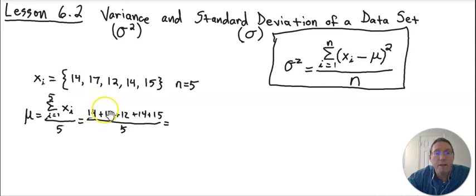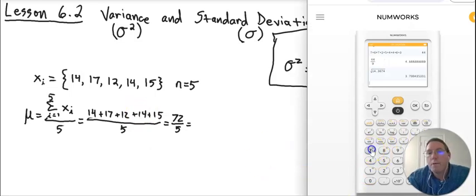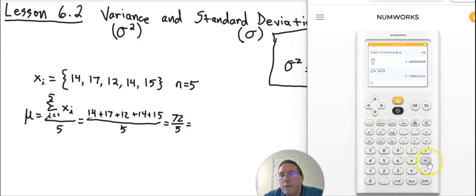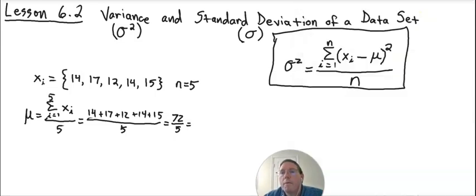And so we can use a calculator, but I'm going to try and do this in my head. 14 plus 17, that's 31. 31 plus 12 is 43. 43 plus 14 is 57. Plus 15 is 72. And so what we have here is 72 divided by 5, okay? Now I am going to use a calculator for 72 divided by 5. So 72 divided by 5 equals 14.4, okay?